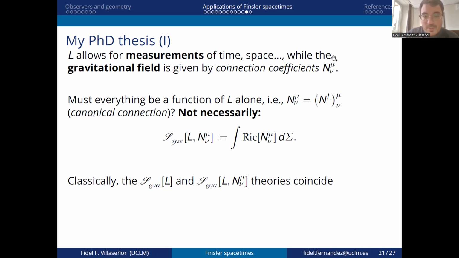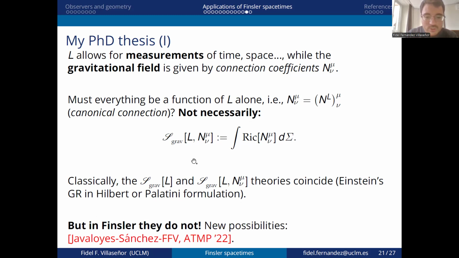I mean, this was just the simplest possibility, but there is even more freedom. There are more possibilities. One can take the metric and the gravitational field to be independent and define, again, basically the same action as before. And in this new theory, one has even more freedom, as I said. Now, what's the thing? The thing is that classically, the two theories, only the metric or the metric and the connection, coincide, because classically, they are just the Hilbert or the Palatini formulation of Einstein's general relativity. But in Finsler, they do not coincide, and as I said before, one finds even more possibilities, which we studied in the main paper of my thesis, together with my advisors, Miguel Ángel Jabaloyes and Miguel Sánchez.